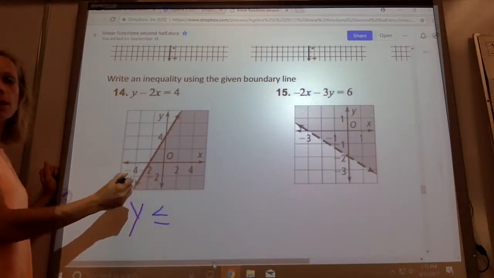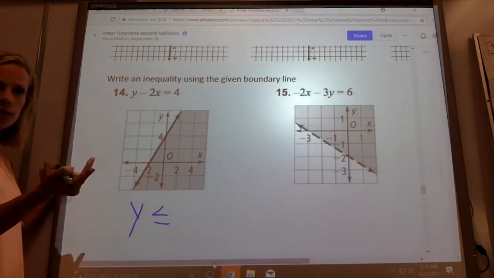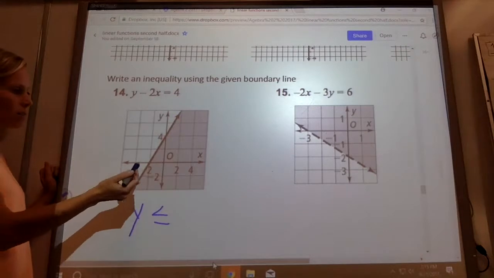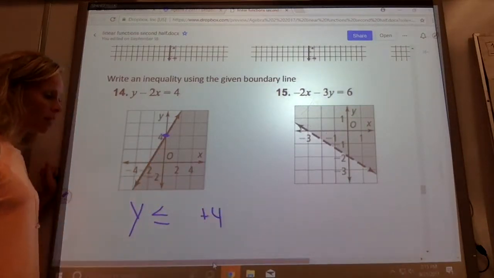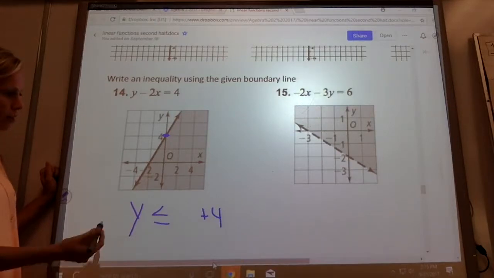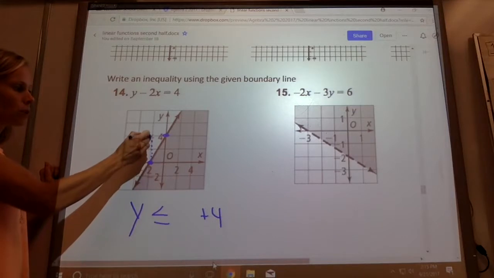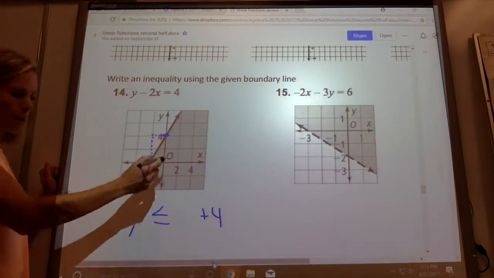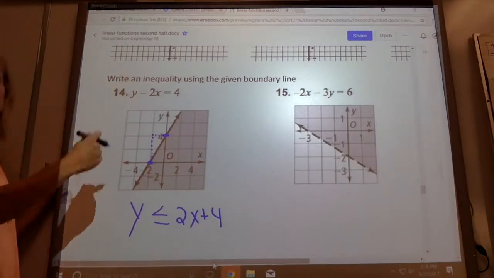Now, slope-intercept form, I need a slope and a y-intercept. Let's start with the easy one. Y-intercept is 4. Okay, but then I also need a slope, so pick another good point. And I'm going to go up 2, right 1. Well, doesn't that 2x tell you that? Yeah, either one.